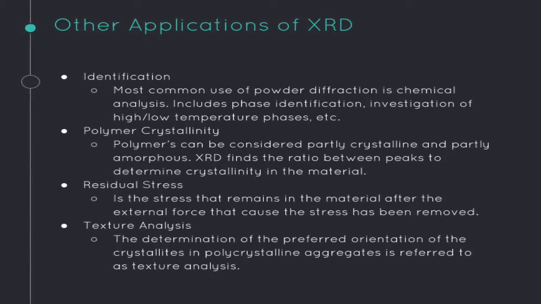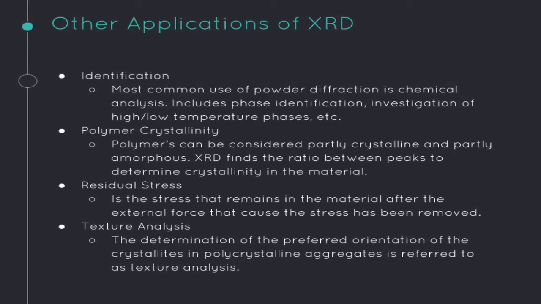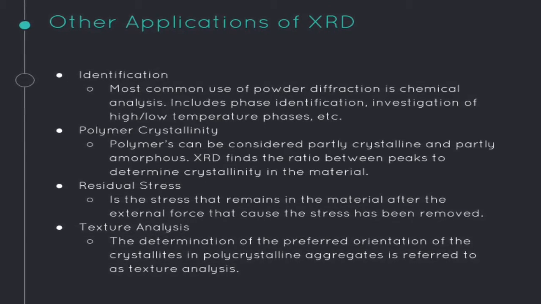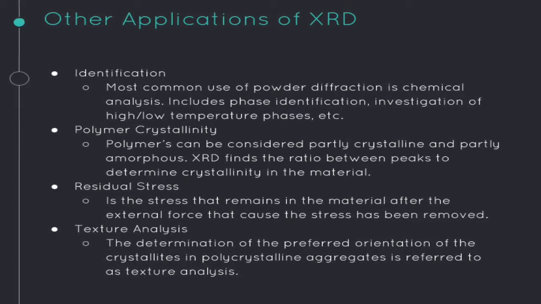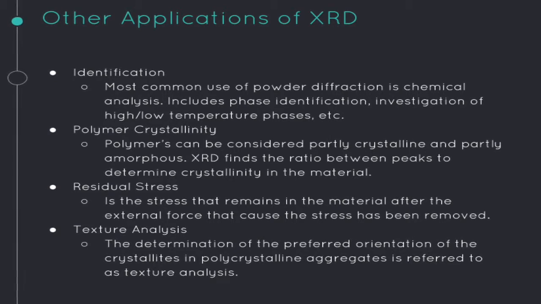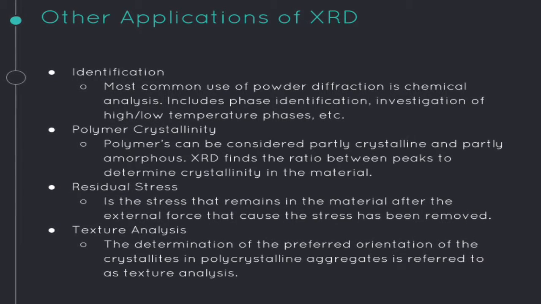Residual stress is the stress that remains in a material after an external force has been removed. An example of this is bending a piece of metal will leave residual stress after you stop applying force to it. Finally, texture analysis is used to determine the preferred orientation of crystallites within a polycrystalline material.